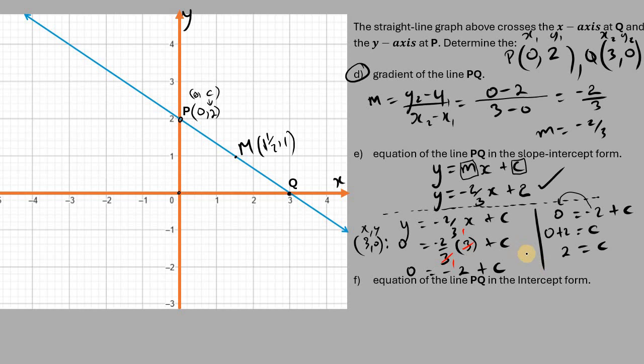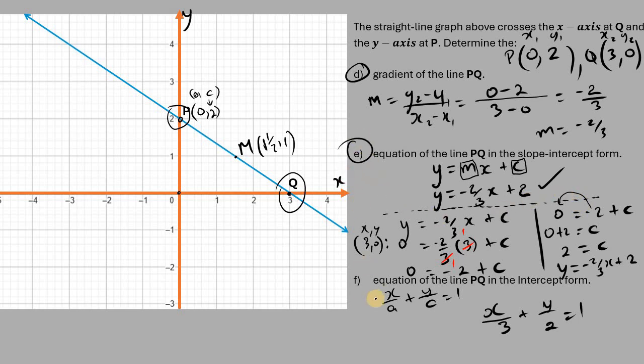So the equation that we're looking for, PQ in this case, will be y equals the gradient which we found earlier. Put back the x now, and the c is positive 2. That's it. Now we were also asked to form the equation of line PQ in the intercept form. And remember, the intercept form is x over a plus y over c equals 1. So it's going to be x divided by the x-intercept. What's the x-intercept? Looking at the graph, it's 3. What is the y-intercept? The y-axis is at 2. So it's y over 2 equals 1. And that's it for part D, part E, and part F.